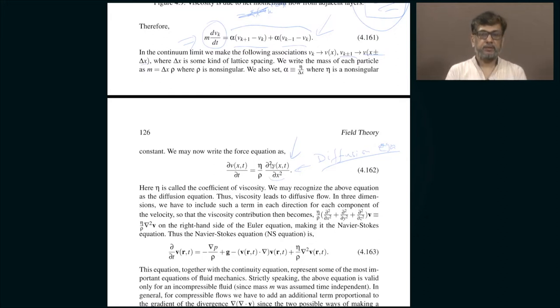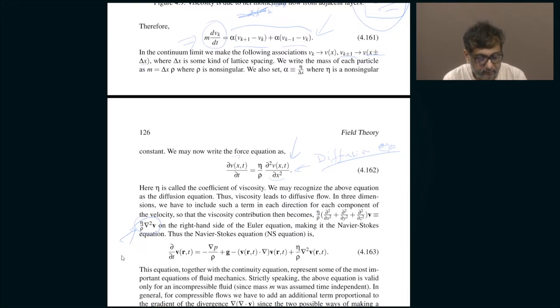Because the generalization of the second derivative would be the Laplacian in three dimensions, and similarly velocity, instead of being just one number, would be a collection of three numbers corresponding to the three different directions, that means Vx, Vy, Vz. So strictly speaking, it is actually this.